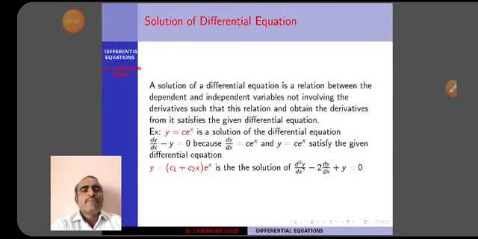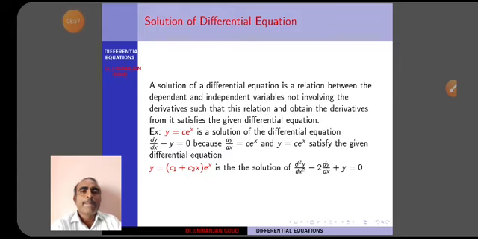See the example. y is equal to c e power x is a solution of the differential equation dy by dx minus y is equal to 0. Check whether y is equal to c e power x satisfies it or not. First find dy by dx. dy by dx is equal to c into e power x, the derivative of e power x. So dy by dx is equal to c e power x and y is equal to c e power x. Substitute these two values in dy by dx minus y, you will get 0 is equal to 0. So y is equal to c e power x satisfies the given differential equation, so you can say that y is equal to c e power x is a solution of the differential equation.